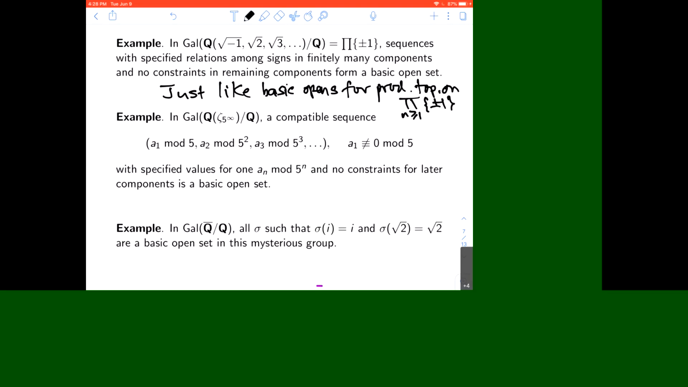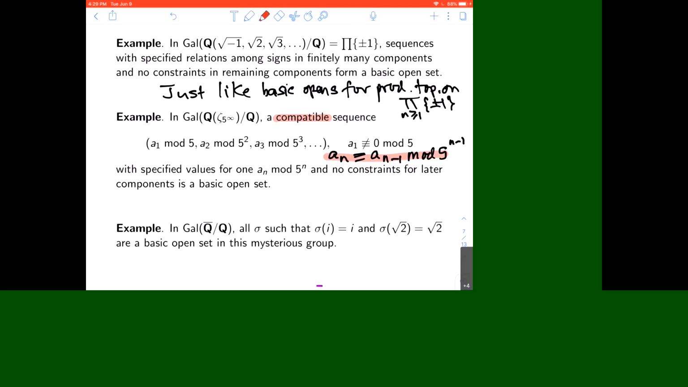Every element in this Galois group is just a collection of numbers, mod 5, 25, 125, and so forth, with a constraint. The first component cannot be 0 mod 5, and there's the congruence compatibility condition. Every number you pick at the next power of 5 had better reduce to the previous number at the previous power of 5, so that on the smaller fields, they're all compatible with each other. And so these compatible sequences, that's what that means. There was no compatibility on the previous example.